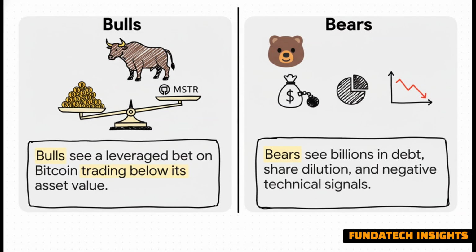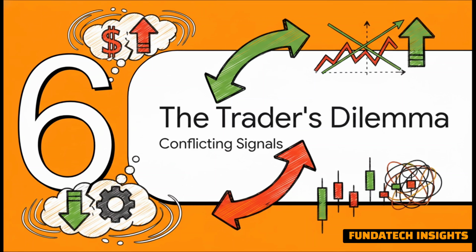So here's the standoff. The bulls see a clever, discounted way to own Bitcoin. The bears fire back, pointing to billions in debt and the risk of share dilution. That's when the company issues more stock, which makes each existing share less valuable. It's a fundamental disagreement. Do you bet on the assets, or do you bet on the trend and the risk? And this brings us to the final and really the most crucial question. What do you do when the fundamental story and the technical story are telling you two completely different things?